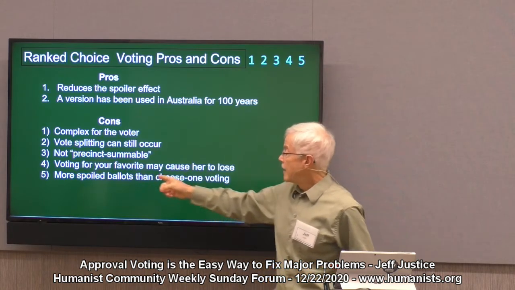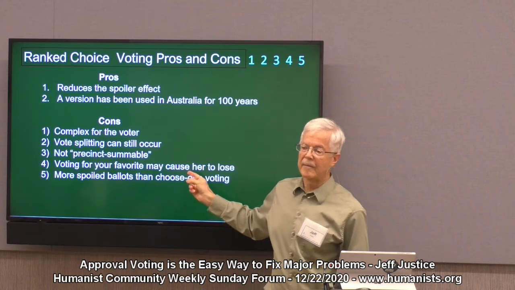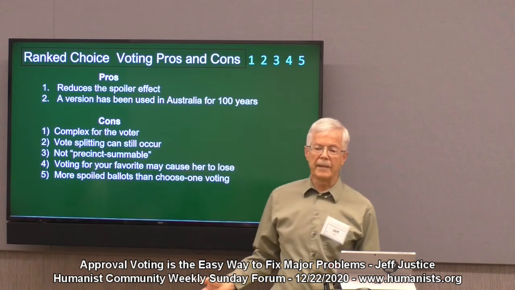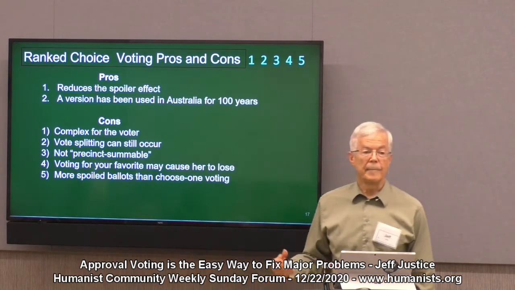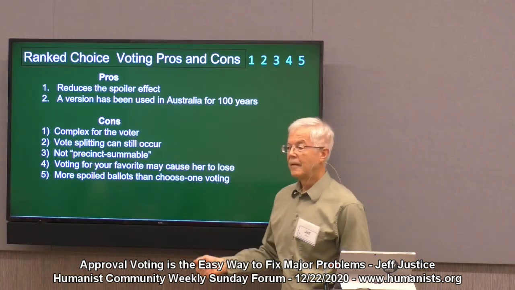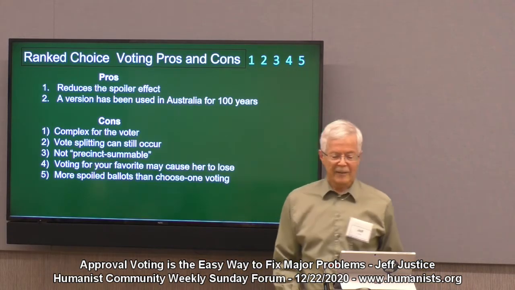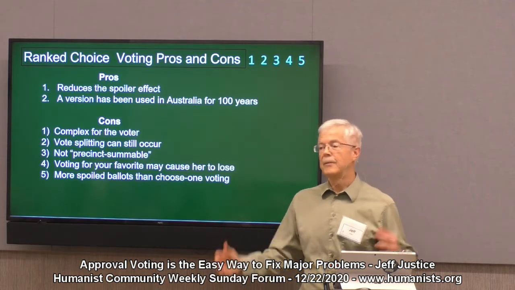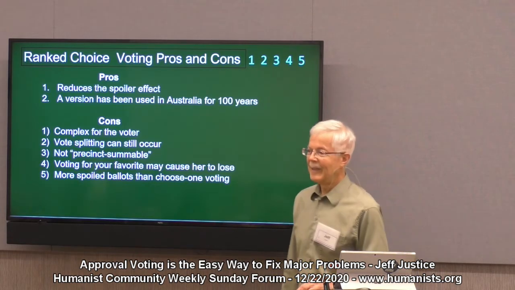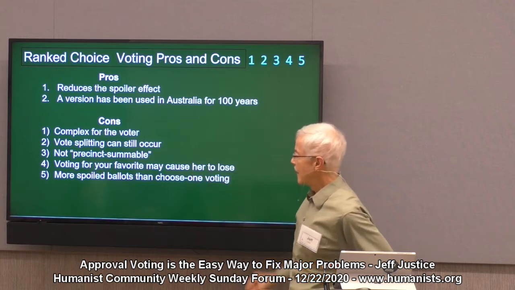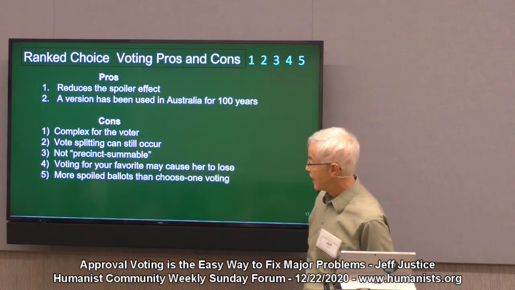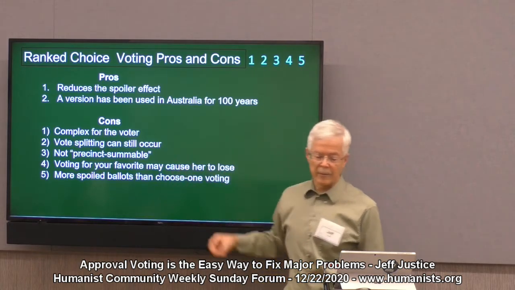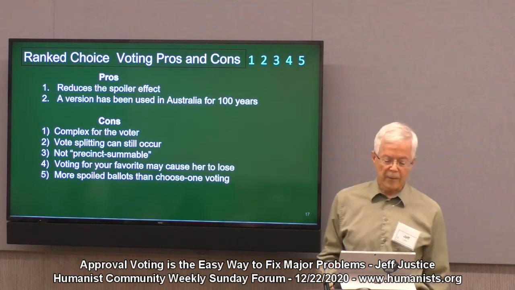And then there are examples where voting for your favorite can cause them to lose. I've got some videos on that, and I've got examples. There are lots of YouTube videos on all this stuff, but I have an example of that. It takes a couple of minutes to understand. And because the ballot is so complicated, you get more spoiled ballots.